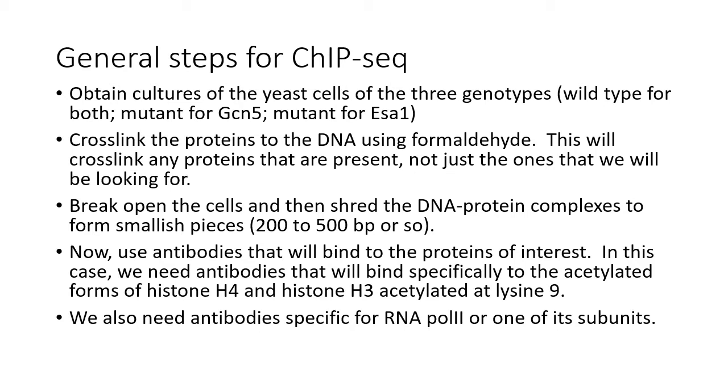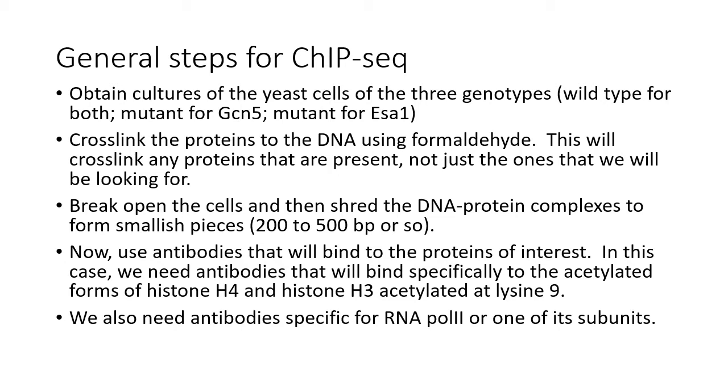Okay, so there's a lot of steps to this. This is going to be yeast, so we're going to grow our cultures, obtain cultures of the yeast. We need 3 genotypes. We need wild type for both, mutant for GCN5, mutant for ISA1. So already we're going to have 3 different samples that we're going to have to be dealing with. Then we cross-link the proteins to the DNA using formaldehyde, and this will of course cross-link any proteins that are present, not just the ones that we're going to be immune precipitating. Then we break open the cells and shred the DNA in one way or another to form smallish pieces, 200 to 500 or so base pairs.